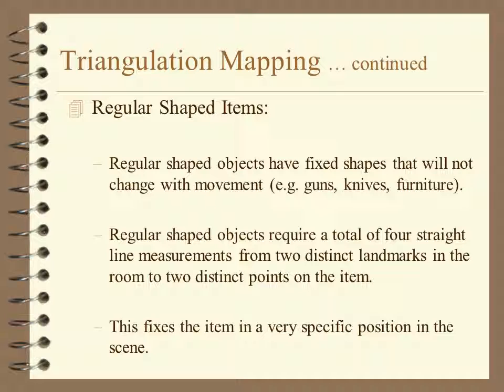Now, let's talk about regular shaped objects. Regular shaped objects are items that have a fixed shape and they don't change with movement. When measuring a regularly shaped object, you need a total of 4 straight line measurements from 2 distinct landmarks in the room to 2 distinct points on the item. Now, we're going to talk about some regularly shaped objects that don't fit this criteria in just a minute. And again, this will fix the item in a very specific position in the scene.